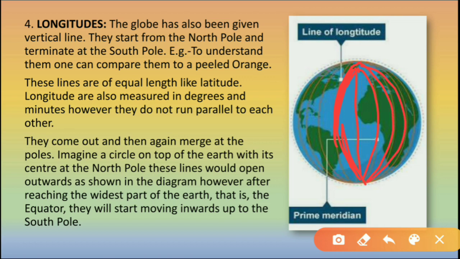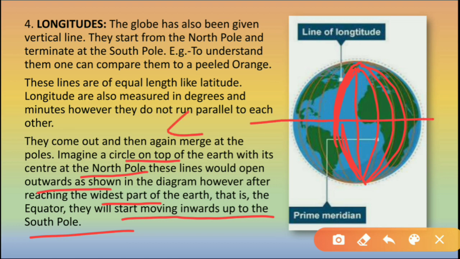longitude. Now imagine a circle on top of the earth with its center at the north pole, and these lines would open outwards as shown in the diagram. However, after reaching the widest part of the earth, that is the equator, they will start moving inwards up to the south pole. Same thing as I told you. Students, at the center, I told you in the latitude topic, the center part is known as the equator.